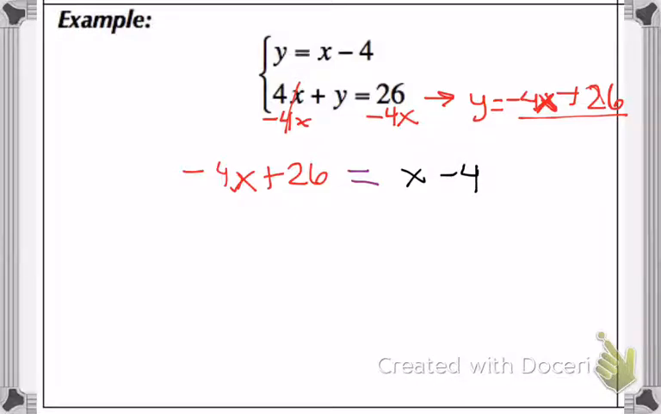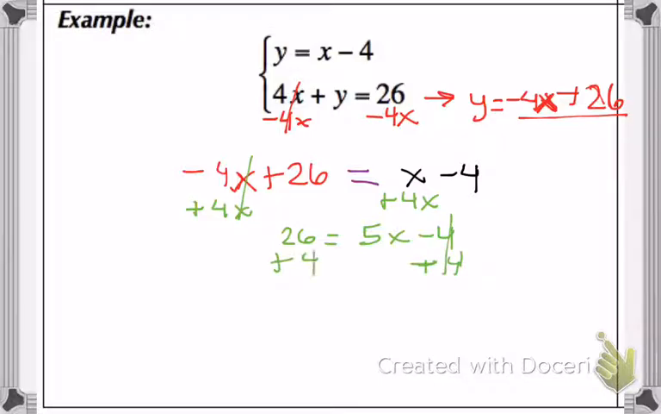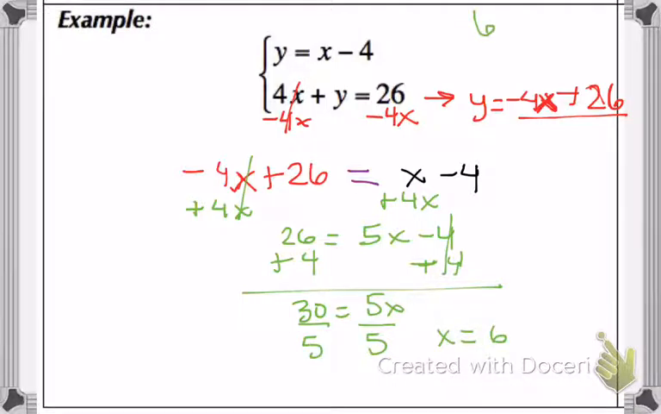Then we're going to solve for x first. So I like to get my x's positive. Let's add 4x. I get 26 equals 5x minus 4 plus 4. Cancel, plus 4. And I get 30 equals 5x, divided by 5. x equals 6.